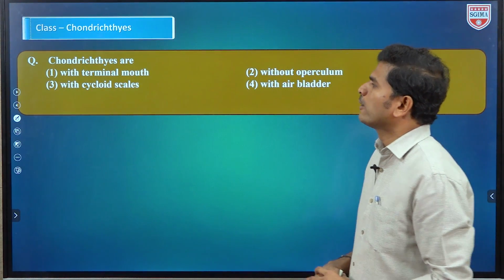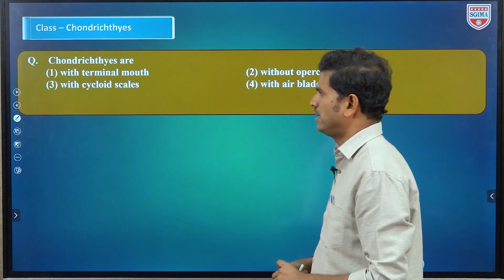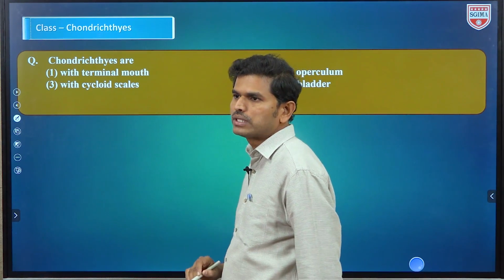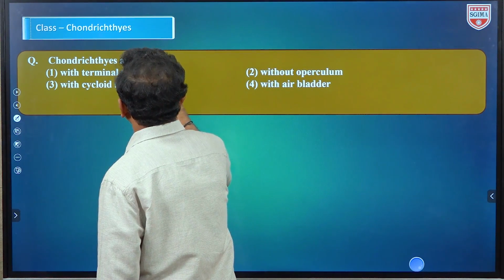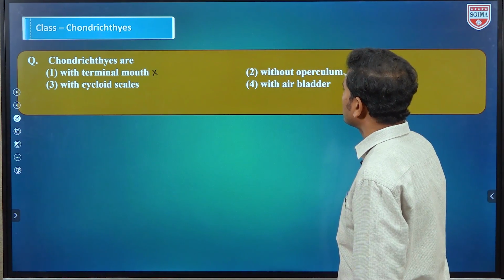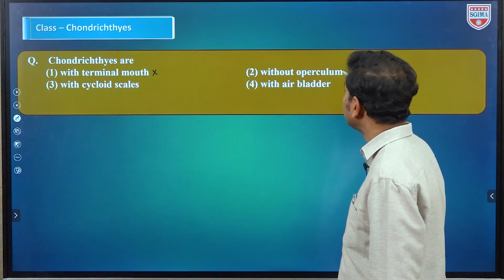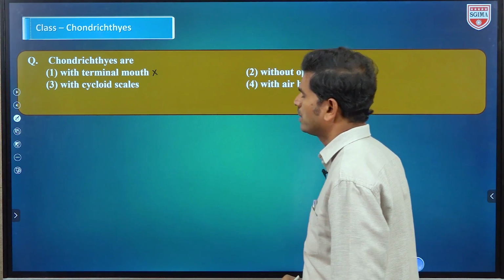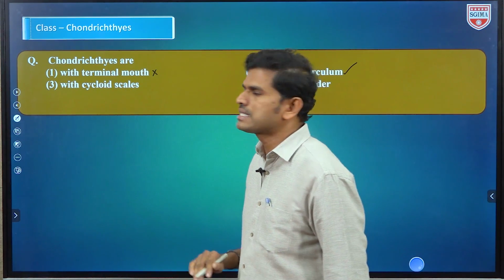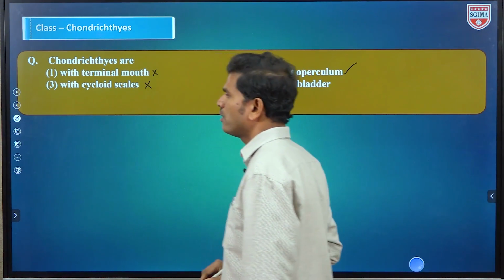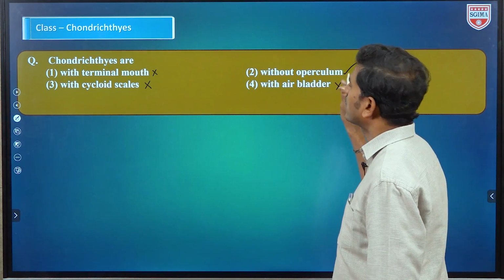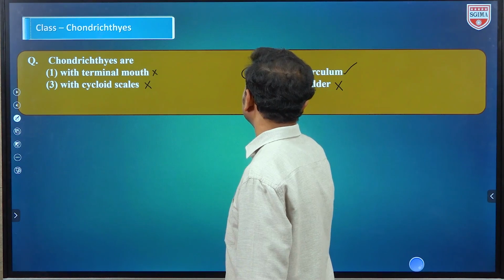Next question. Chondrichthyes fishes are: first option, with terminal mouth. The mouth is not terminal here, it is ventral. Without operculum, these do not contain an operculum, gill slits are present in these organisms, so this is correct. With cycloid scales: these contain placoid scales, not cycloid; cycloid is in Osteichthyes. Next, with air bladder: no air bladder in these. So the correct option is the second option.